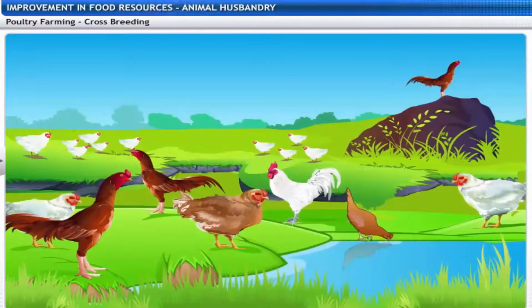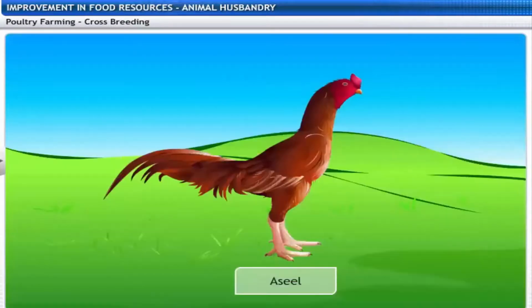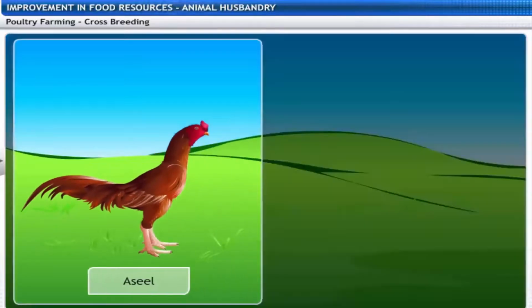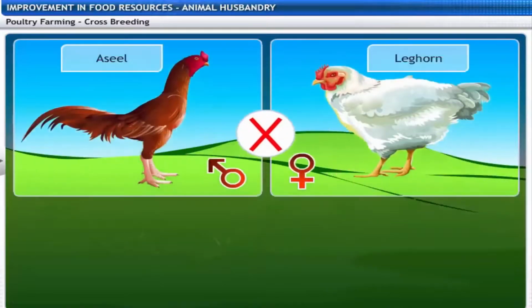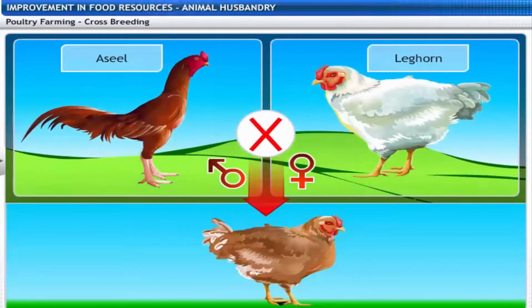Remember we spoke about crossbreeding in cattle farming? Crossbreeding is common in poultry as well. For example, an Indian breed, Asil, is often crossbred with a foreign breed, Leghorn, to develop new varieties with desirable traits.